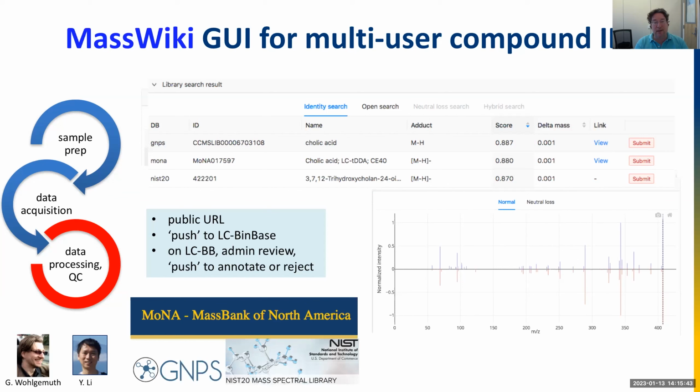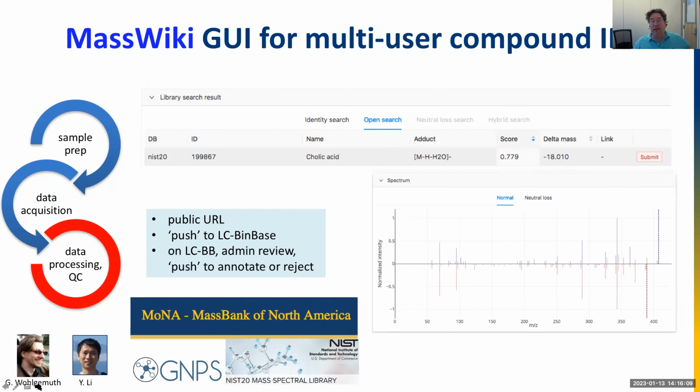Now, importantly, MassWiki has all publicly available MSMS spectra, both the GNPS and MassBank, but also MassBank of North America, many other libraries, but also licensed libraries. For example, the NIST-20 is behind it. That, of course, can only be used when you have the corresponding code for having a license for NIST-20.